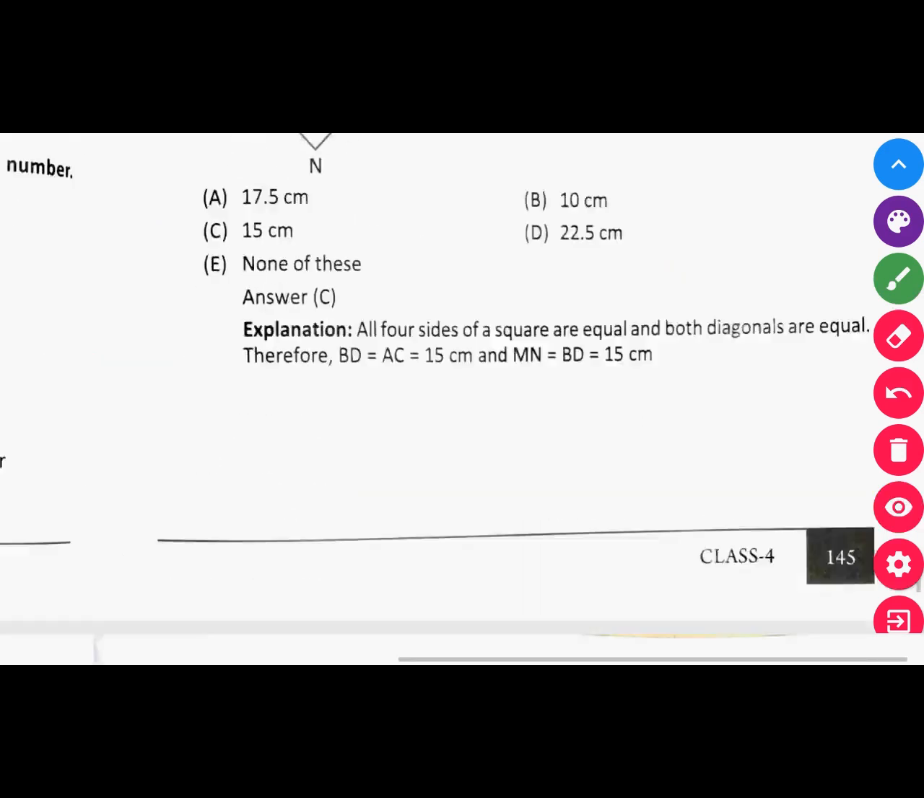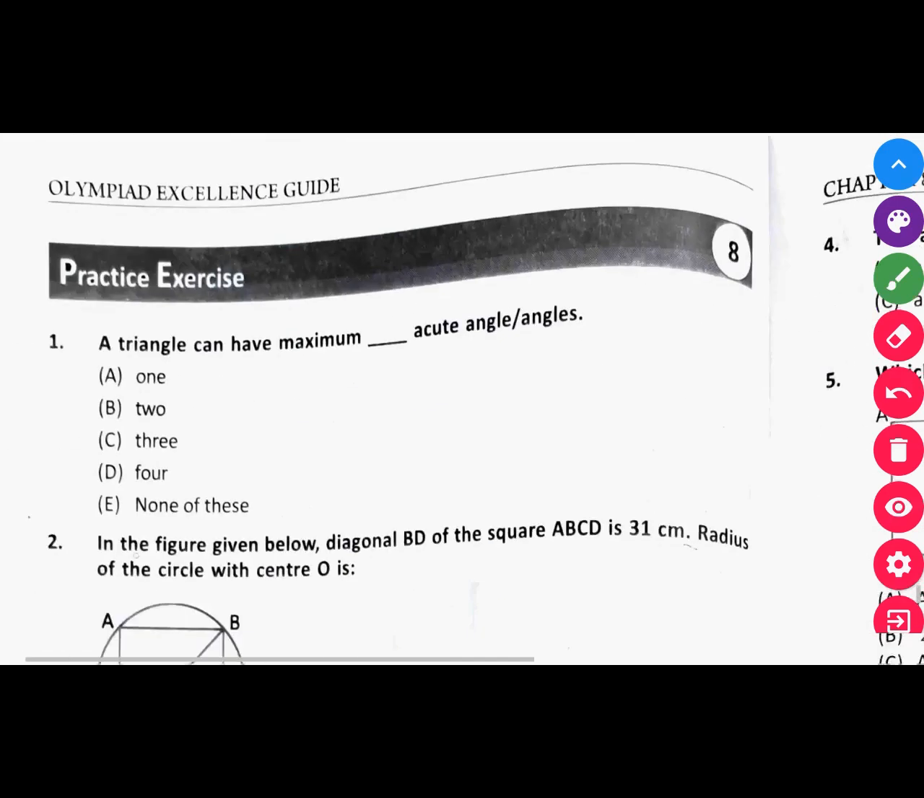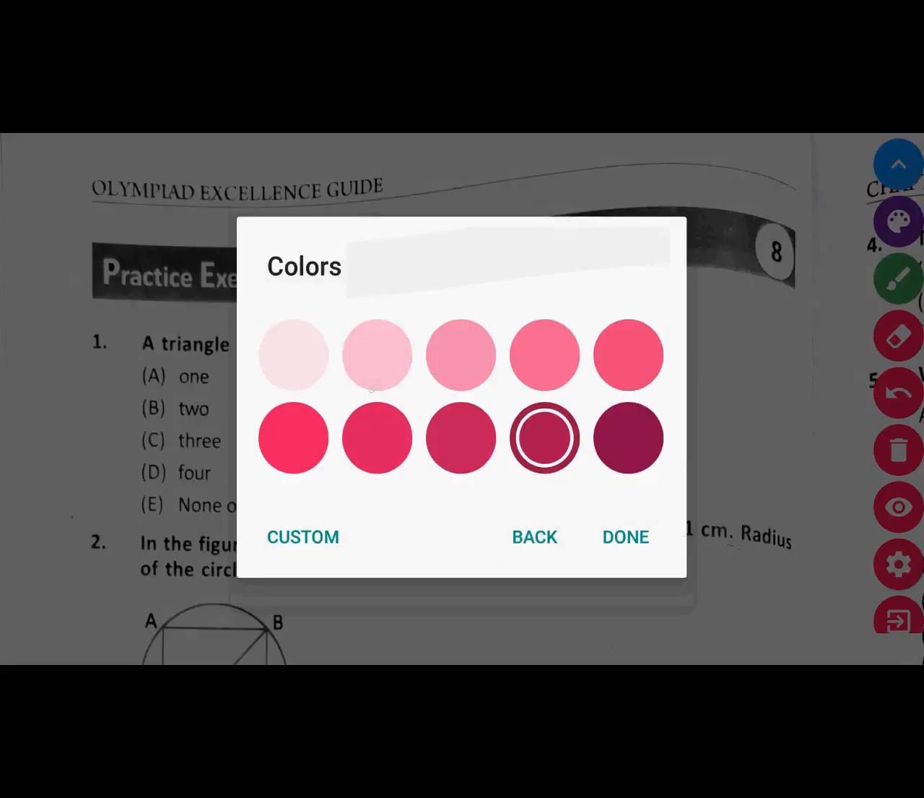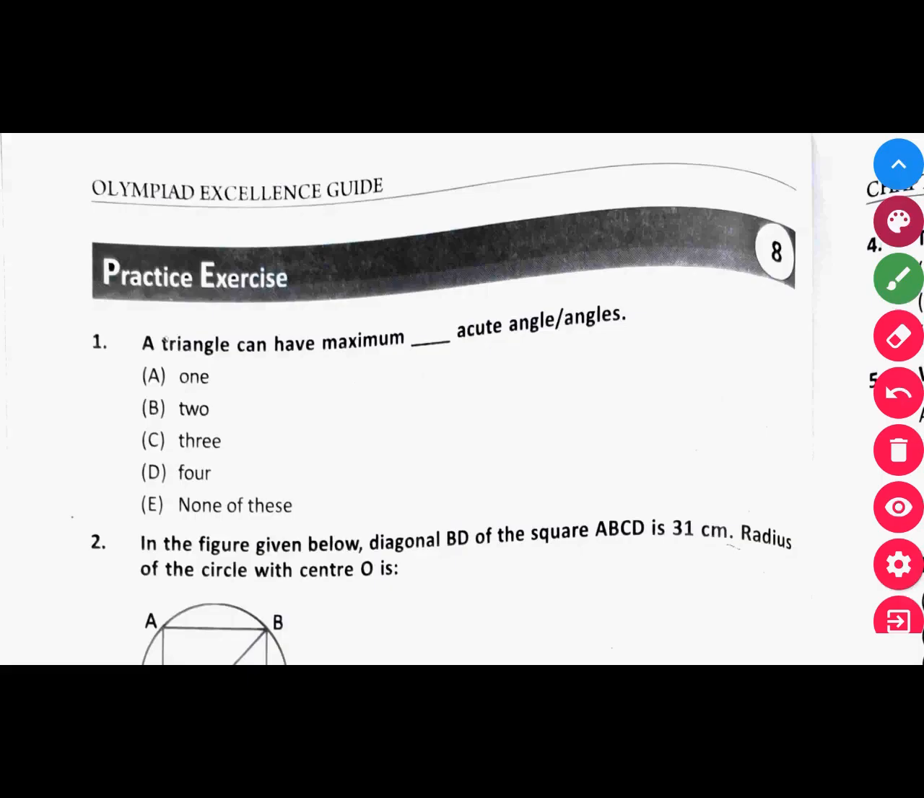Okay. Now our exam starts. We have to solve some examples which are practice examples. Okay. Now the first one is: a triangle can have maximum dash dash acute angles.